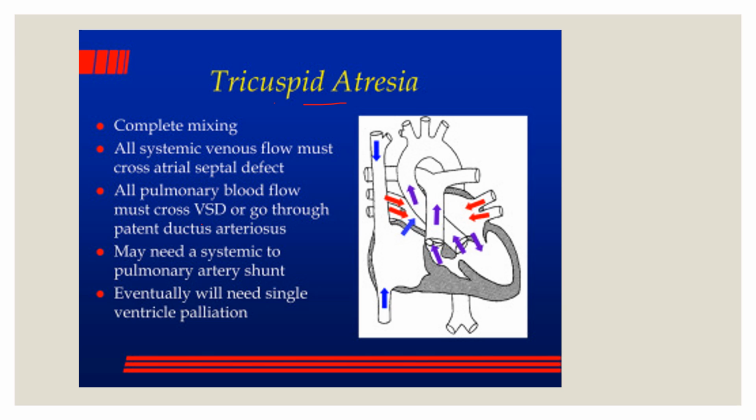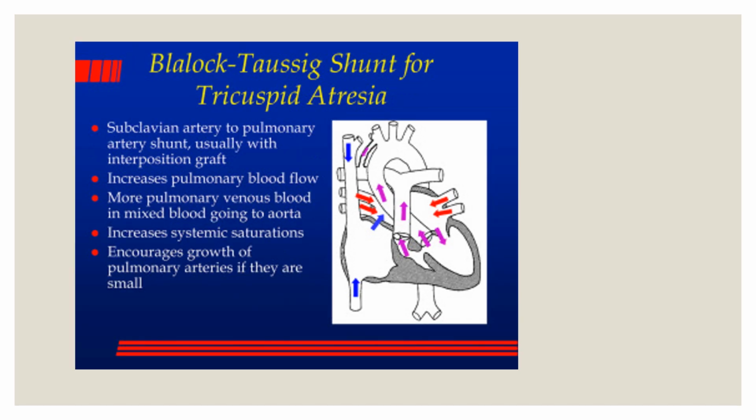We need a systemic to pulmonary artery shunt because the blood is not going through the pulmonary artery mainly. Eventually, we'll need a single ventricle palliation. Blalock-Taussig shunt for tricuspid atresia, wherein you are shunting the blood from the subclavian artery to the pulmonary artery with an interposition graft, which increases the pulmonary blood flow and increases systemic saturation.